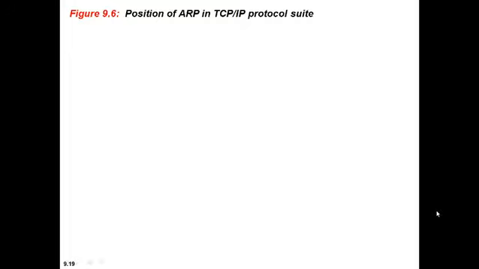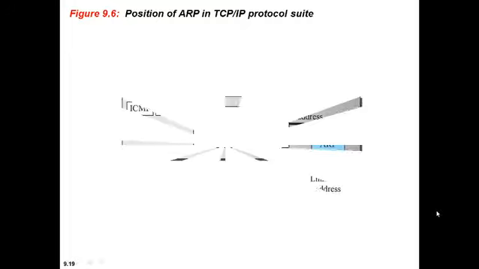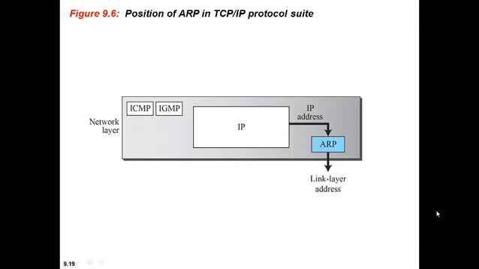Address Resolution Protocol is defined in the network layer. Its work is to map the IP address to a logical link address. Address Resolution Protocol accepts an IP address from the IP protocol, maps the address to the corresponding link layer address, and passes it to the data link layer.